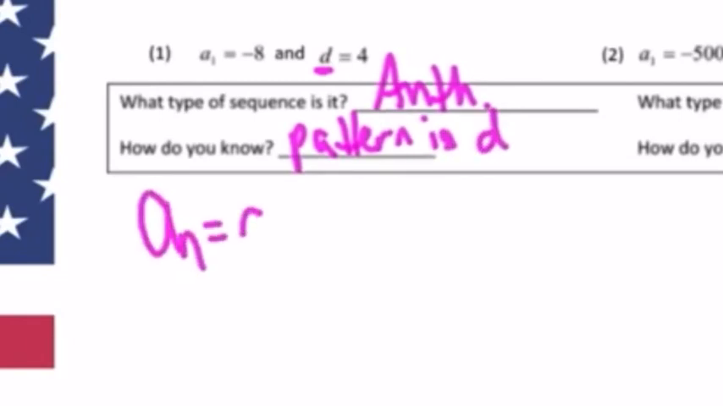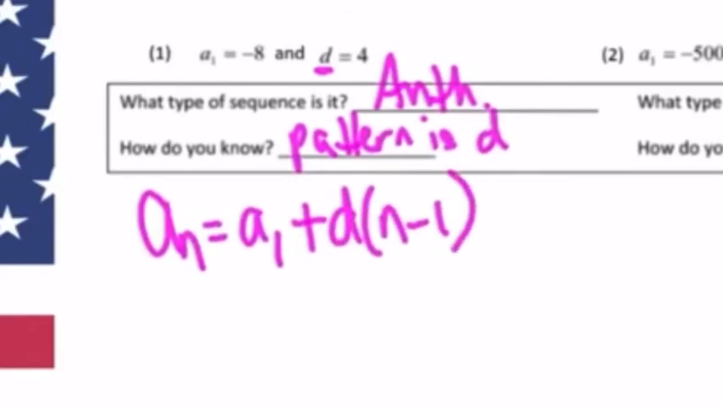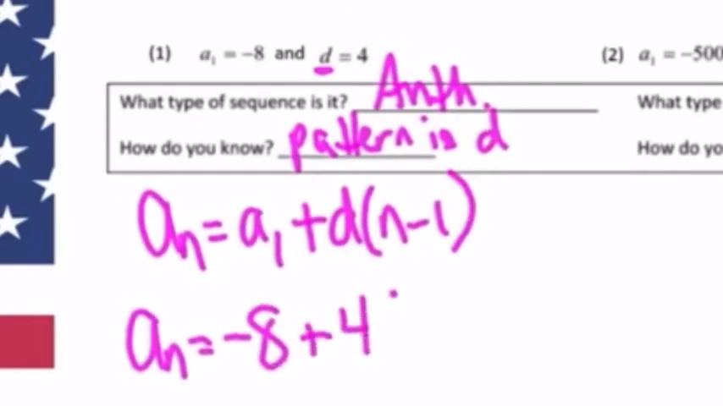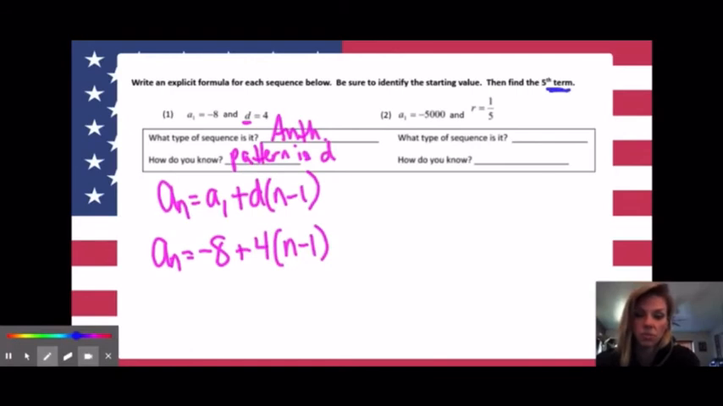So my formula for arithmetic is a sub n equals a sub 1 plus D times n minus 1. To write the equation, a sub n equals a sub 1, which was negative 8, plus D, which was positive 4, parentheses, n minus 1. You're done. There's the equation. It also wants us to find the fifth term. So you're going to substitute in n equals 5. I just like to substitute in after my equal sign. I'm going to do negative 8 plus 4, parentheses, and then if n is 5, 5 minus 1.